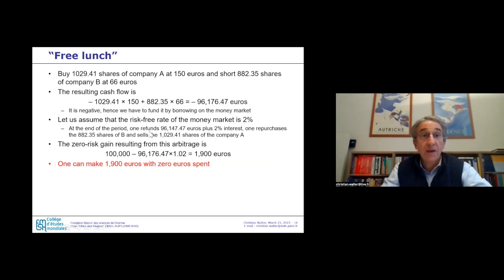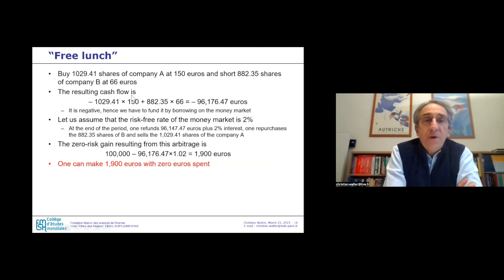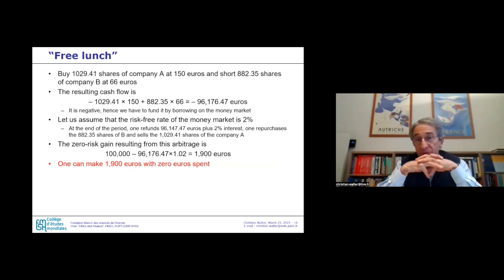Where is the free lunch? It's very simple. Just buy 1,029.41 shares of company A at 150 euros and just short 882.35 shares of company B at 66 euro. Just calculate the resulting cash flow, minus theta A times 150 plus theta B times 66, and you will find minus 96,176.47 euros. It is negative, hence we have to fund it by borrowing on the money market.